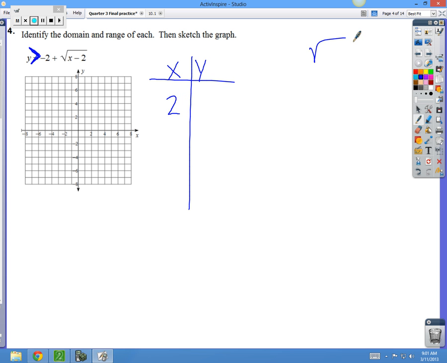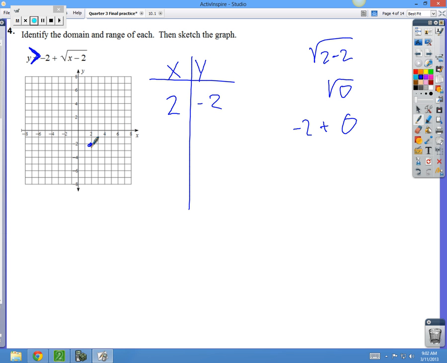So if you plug a 2 in, what's 2 minus 2? What's the square root of 0? But then when you're all done, you have to add a negative 2. So what's 0 plus negative 2? So if you plug a 2 in, it should give you negative 2 out. So go over 2. Go down 2, put a dot.